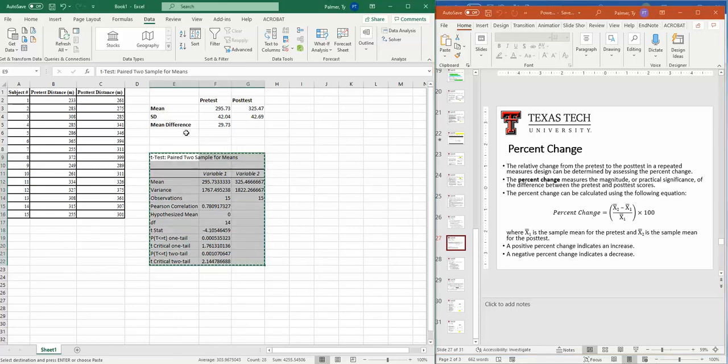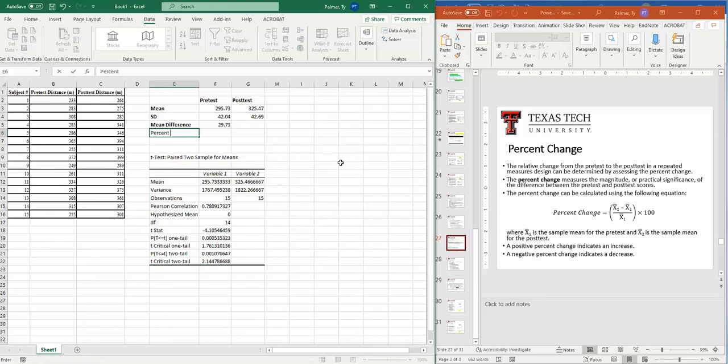To calculate percent change, I'm going to do that over here in Excel. I'm going to include that statistic over here, percent change. Okay, I'm going to bold it, and then I'm going to put my answer here, my percent change value, in this cell.